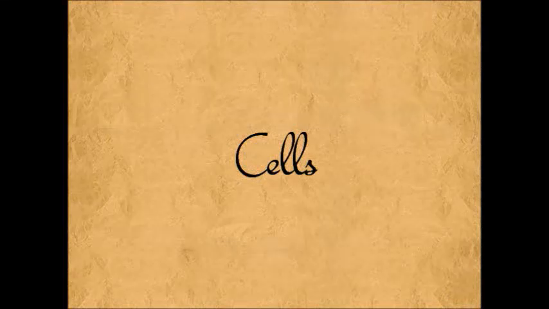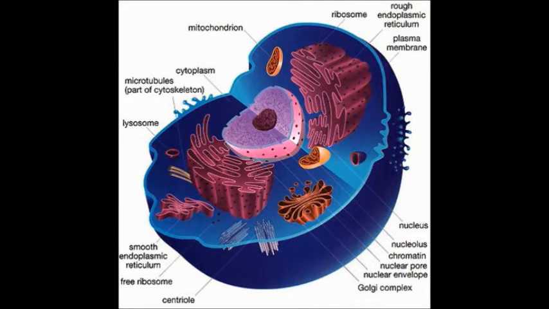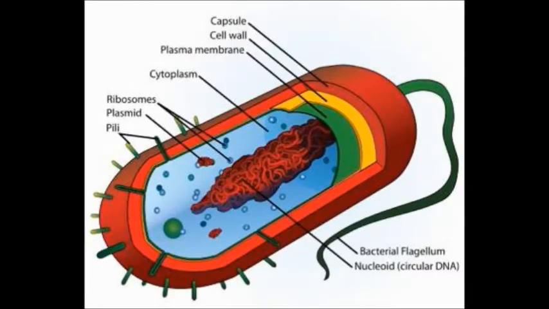So you want to learn about cells. Well, there are two kinds of cells: eukaryotic cells and prokaryotic cells. Prokaryotic cells have no nucleus or membrane-bound organelles. This means that the DNA just free floats in the cytoplasm. The only cells that are prokaryotic are bacteria cells.